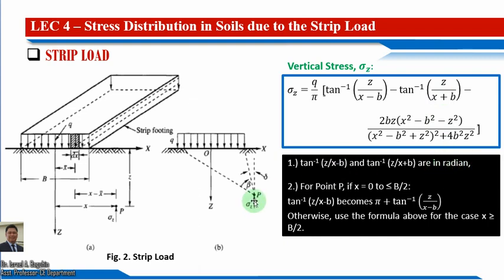And for such point p here, if our x is equal to 0 to less than or equal to b over 2, where in this case b is the fixed width of the footing, then this inverse tangent of z over x minus b becomes pi plus the inverse tangent of z over x minus b. Otherwise, we will use this formula if it is not complying with this condition.